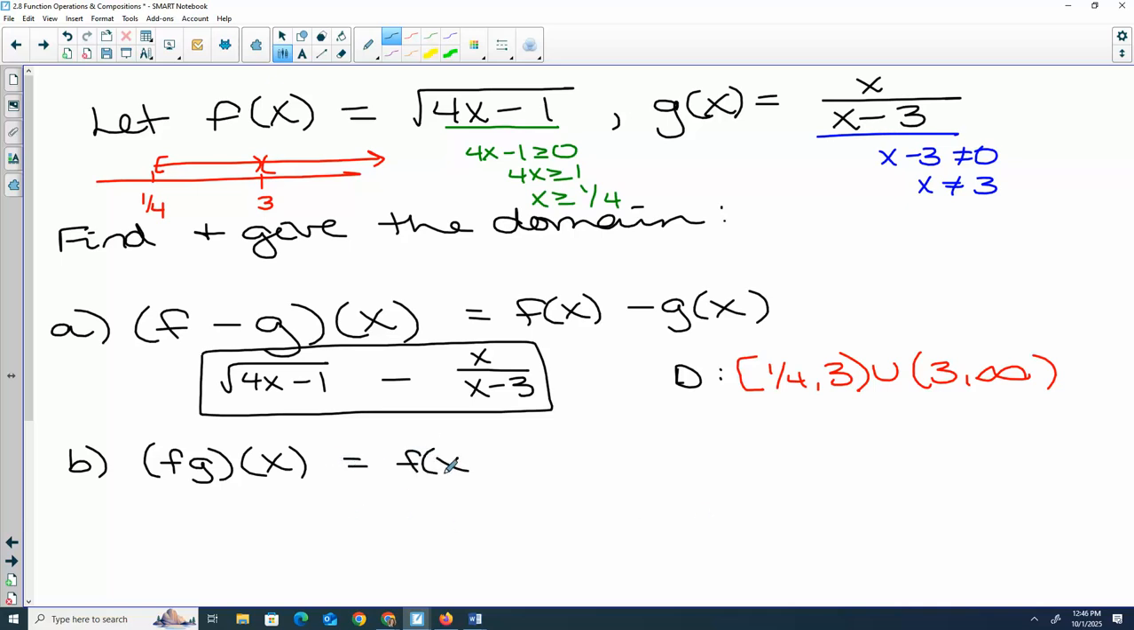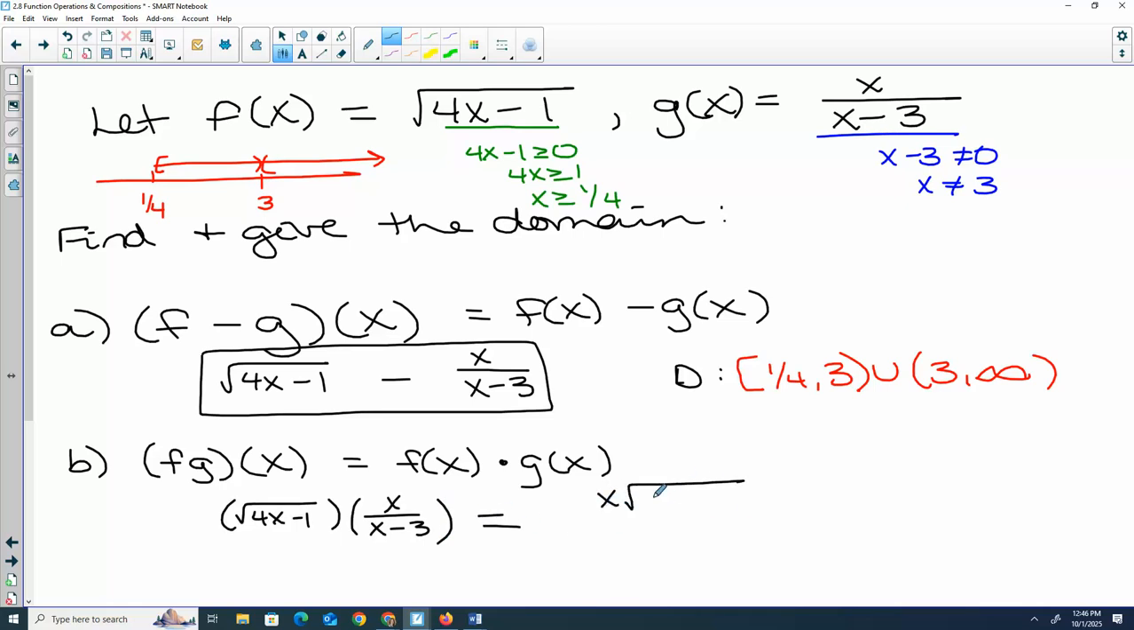So that just means we have to take f of x times g of x. So the square root of 4x minus 1 times x over x minus 3. What you could really do there is put this as a single fraction, x times the square root of 4x minus 1 over x minus 3. Can't really do anything else.